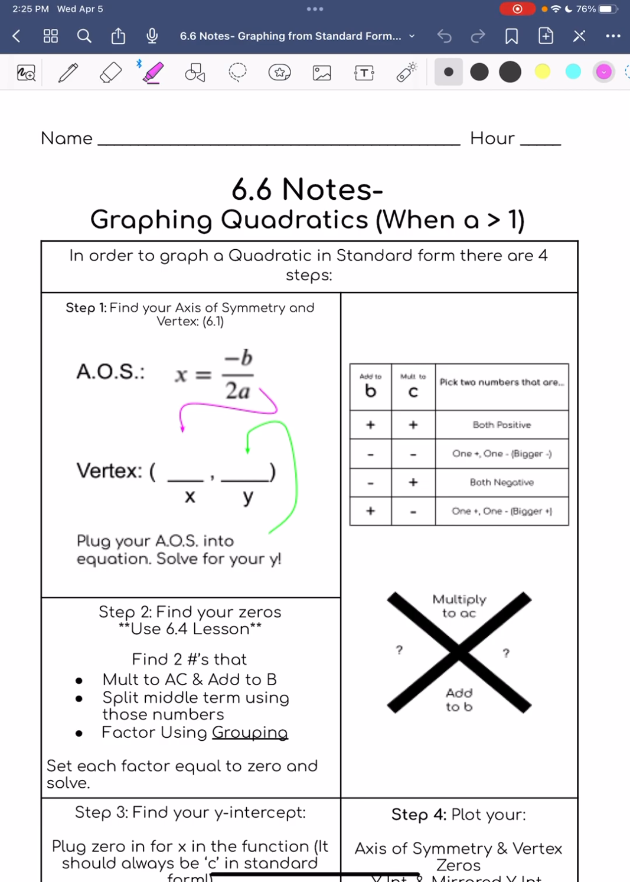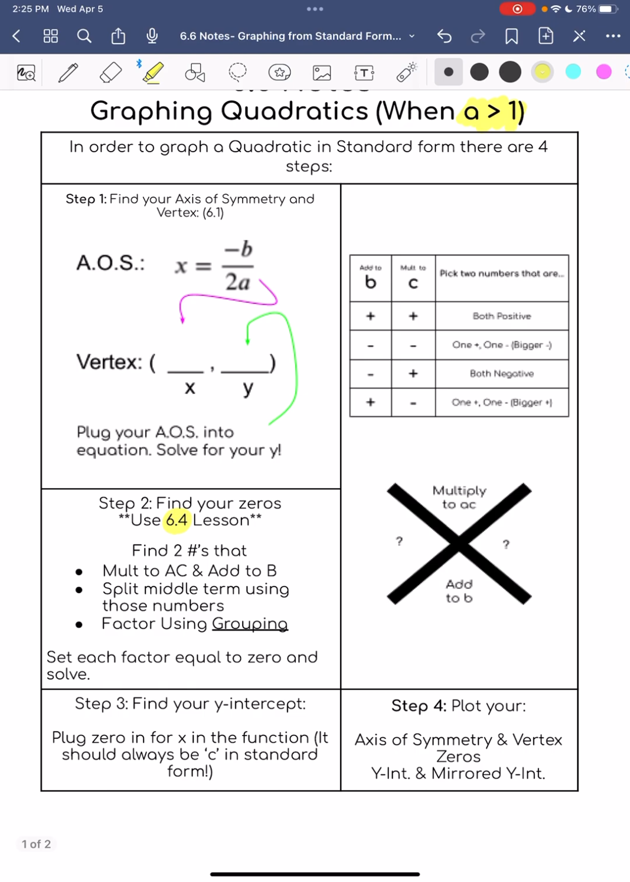So 6.6 notes is almost the exact same as 6.5 notes. The big difference is our a value is now greater than 1. So that means we have a number in front of x squared, and all that changes is that instead of using 6.3 factoring, we're going to be using 6.4 factoring. Step 1 is the exact same as it was in 6.5. Use 6.1, do the negative b over 2a to find your axis of symmetry, find your vertex, graph it.